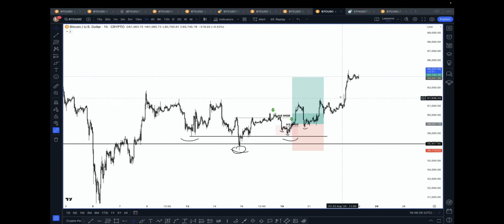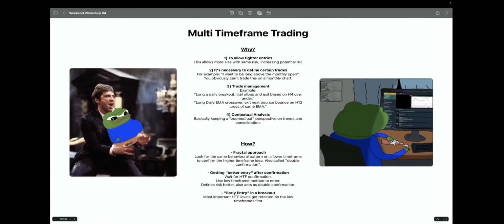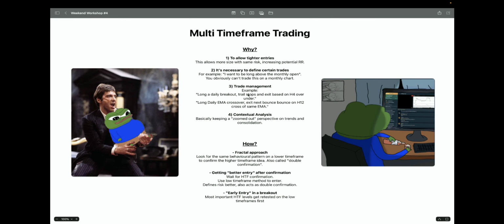Once it starts to break higher, what do you do? You move your stop up. Move your stop up in line with market structure. So, fractal approach. Double confirmation. By the way, if you have any questions on this, ask them in live questions, because there's so many other different ways to use multi-time frame that I'm interested to hear what you want to ask. Now, getting a better entry after confirmation.